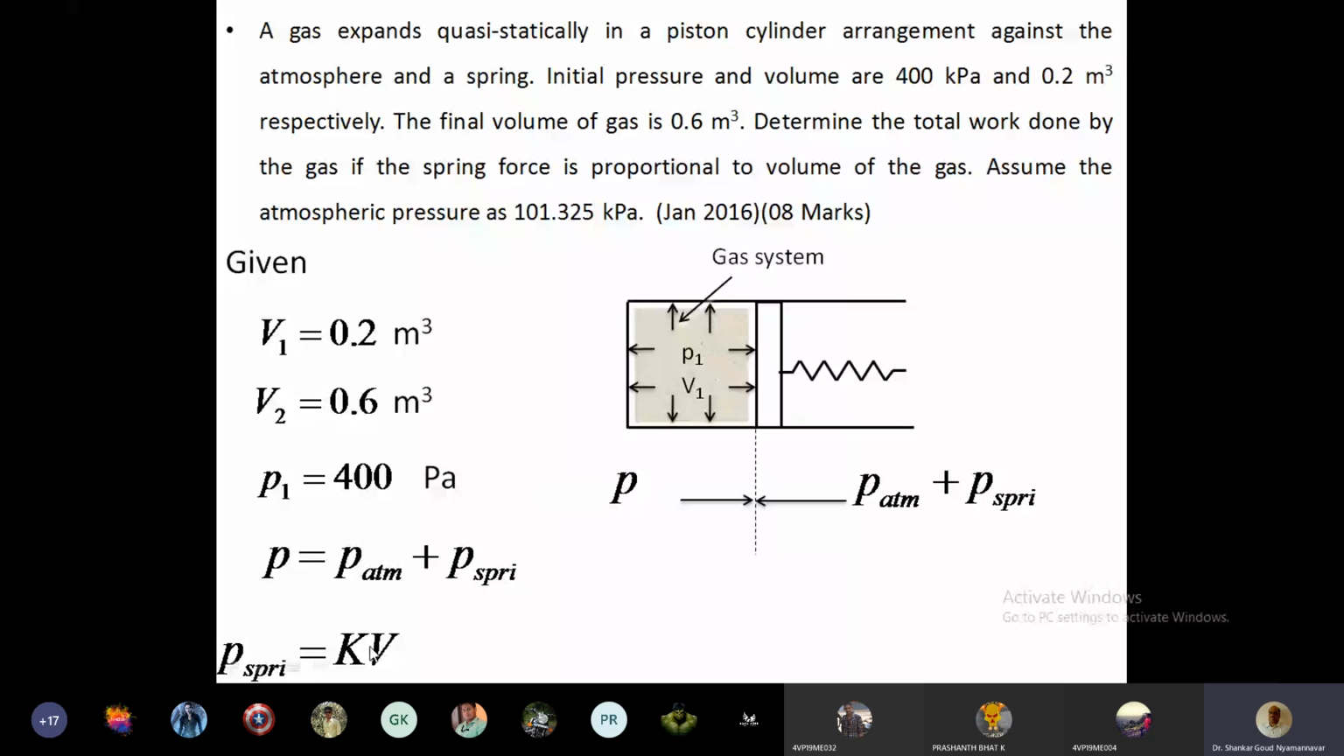Why do I write like this? Can you guess? K is the constant. How did you get this equation? Do you agree with me or not? The pressure exerted by the spring is equal to the force exerted by the spring divided by the area of the piston. Correct?